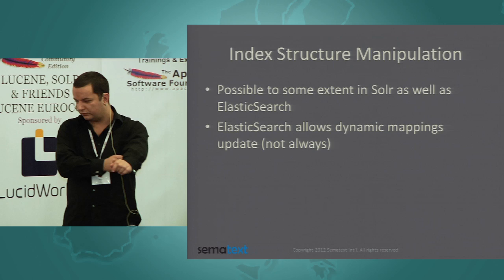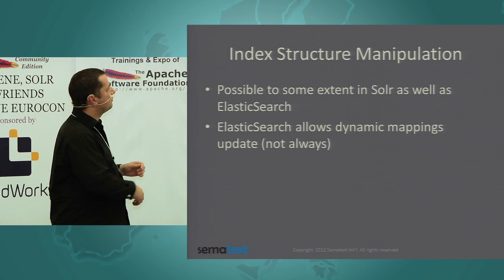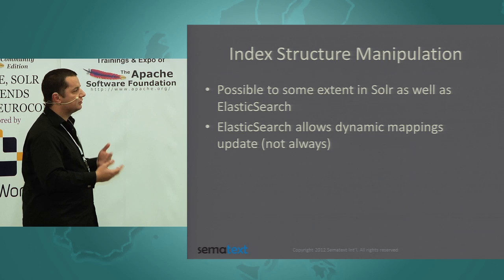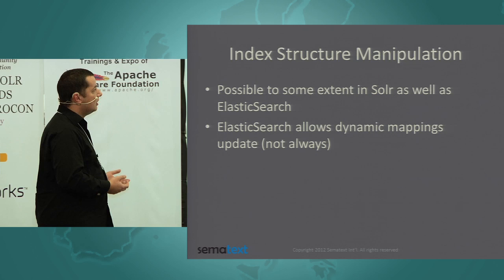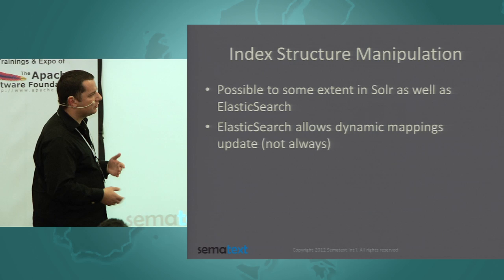Both Elasticsearch and Solr allow for some degree of index structure manipulation. In both cases, possible to some extent. You can, for example, add a new field to the index. It's not a problem. You can't change integer to string, or you can't change numeric types, right? Because Lucene will blow up. That's usual. But for example, in Elasticsearch, you can change a single field to a multi-field, and reindex your document, and you will have two, three, or many fields. But that's similar. You add the copy field and reindex the document in Solr, and you get exactly the same behavior.